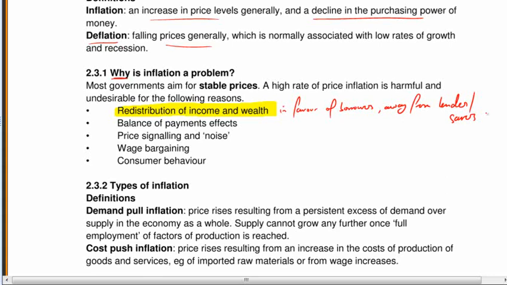It also penalises people on fixed incomes. Imagine pensioners, for instance. If their pension is rising at a lower rate than the rate of inflation, then every single year they're worse off. It affects your balance of payments. The more inflation we have in this country, the less competitive UK goods are, and so the harder we find it to export.